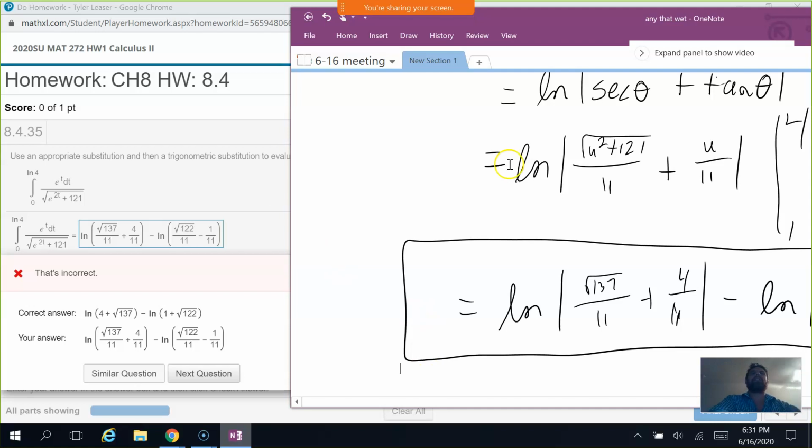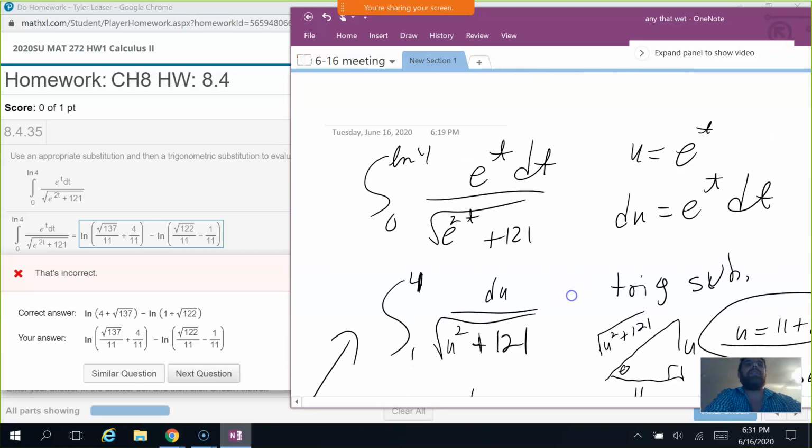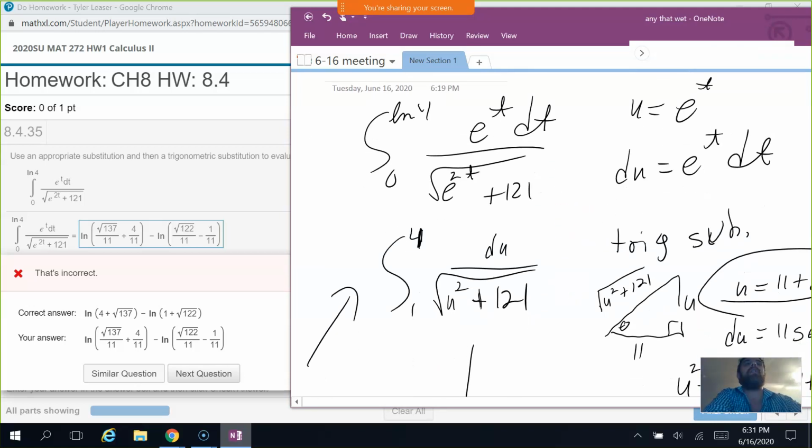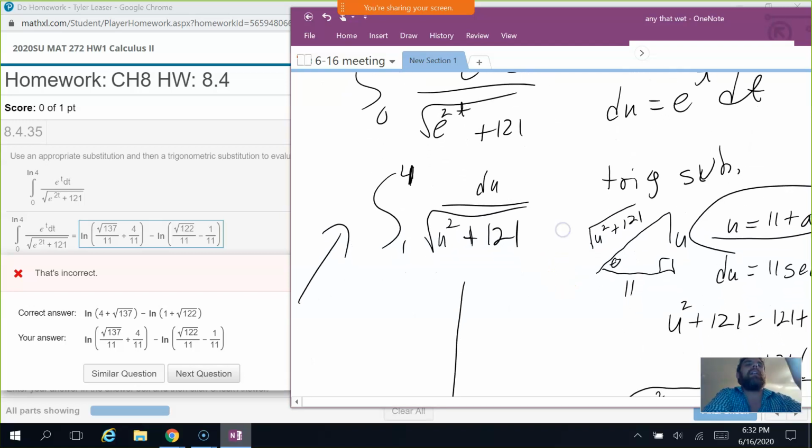Okay, so I know this was a really ugly question. I know it took me a while to get through that one. Just to kind of go back and do the highlights of it. First things first, we have e to the t's, and we have to substitute those out into something that we can deal with, right? We can't really deal with e to the t's. We need just regular polynomial stuff. So we do the substitution there. Now we have this u squared plus 121 inside of a square root, which is big red flags for us to do a trig substitution.